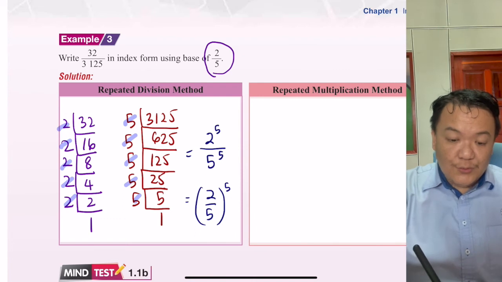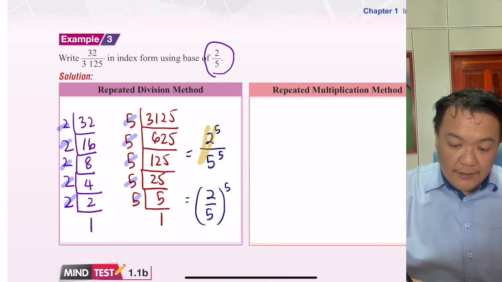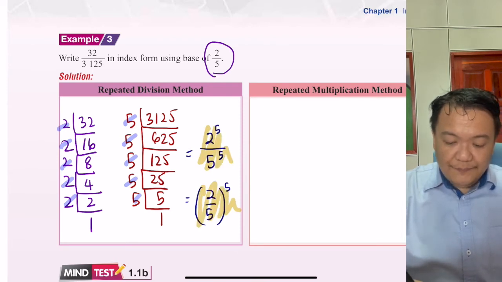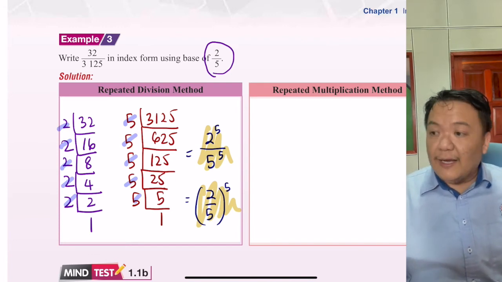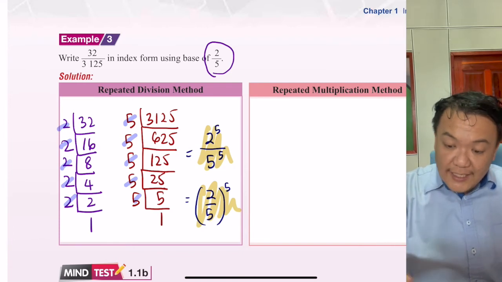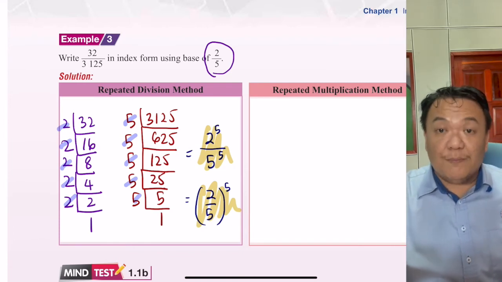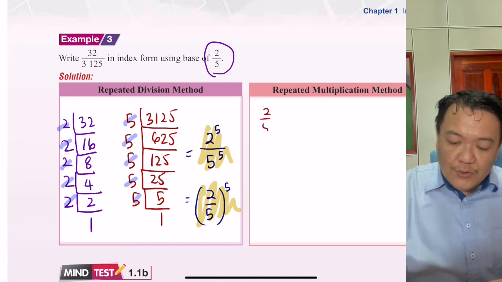Okay, these two things are actually the same thing, equivalent. Okay, boleh, ataupun next we can use it using the repeated multiplication method. Okay, ini mudah saja. What you can do, 2 over 5 times 2 over 5.